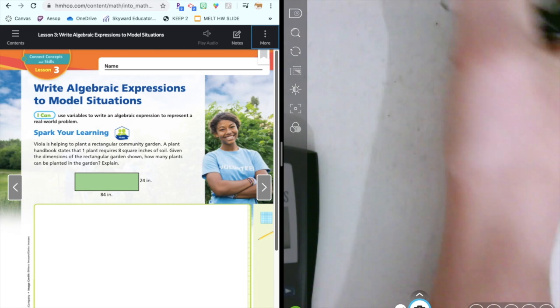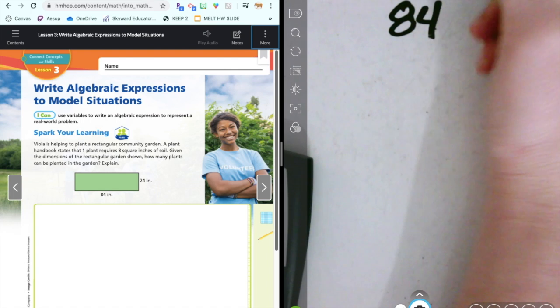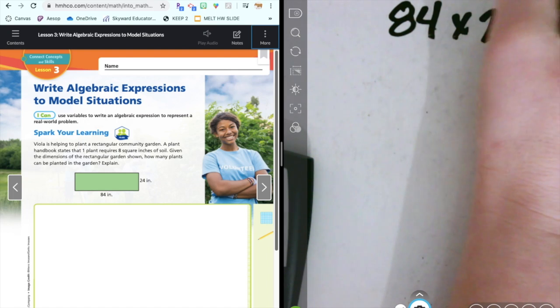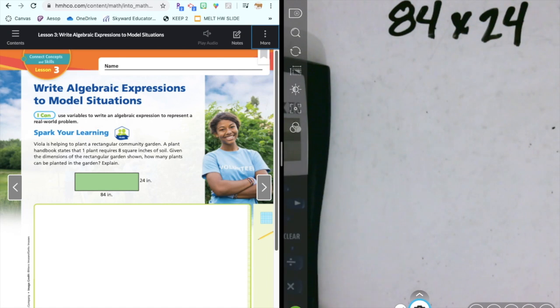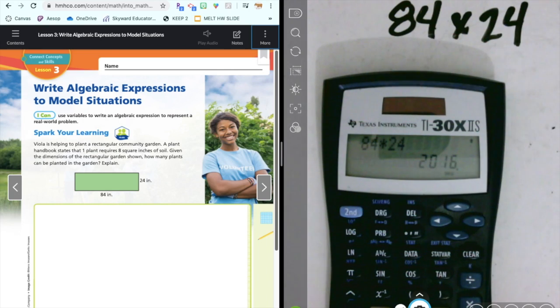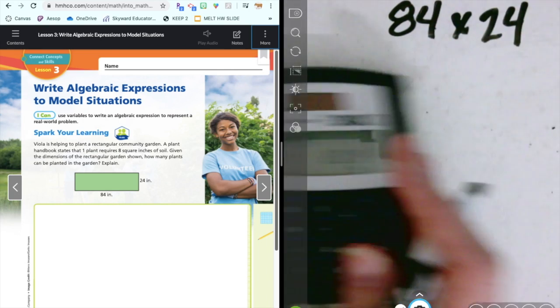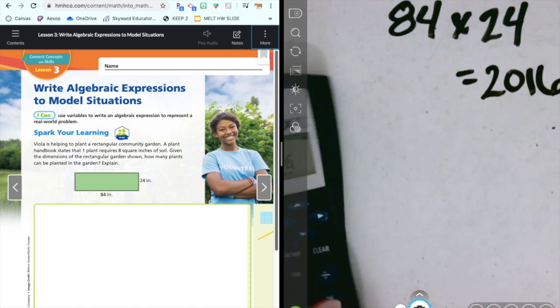All right, so our garden is 84 by 24. To find the area, we multiply length times width: 84 times 24. I got that it's 2016. So that's our entire garden area.